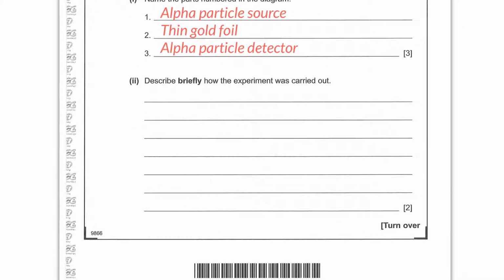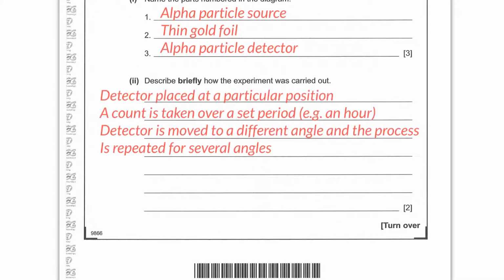Part 2. Describe briefly how the experiment was carried out. So the detector is placed at a particular position, probably starting at the straight through position. A count is taken over a set period, something like an hour, and then the detector moves to various angles and the process is repeated for those various angles.